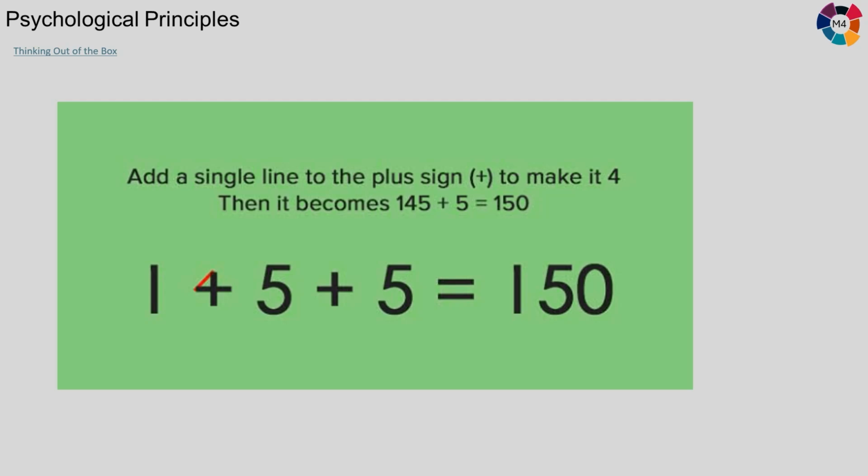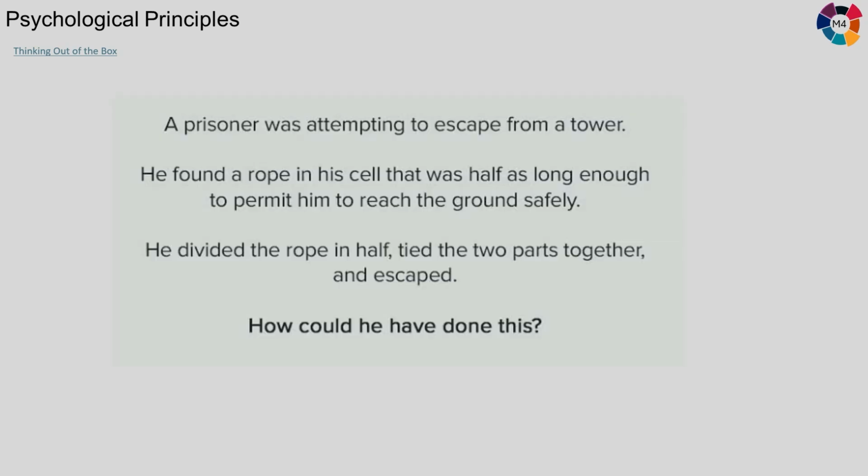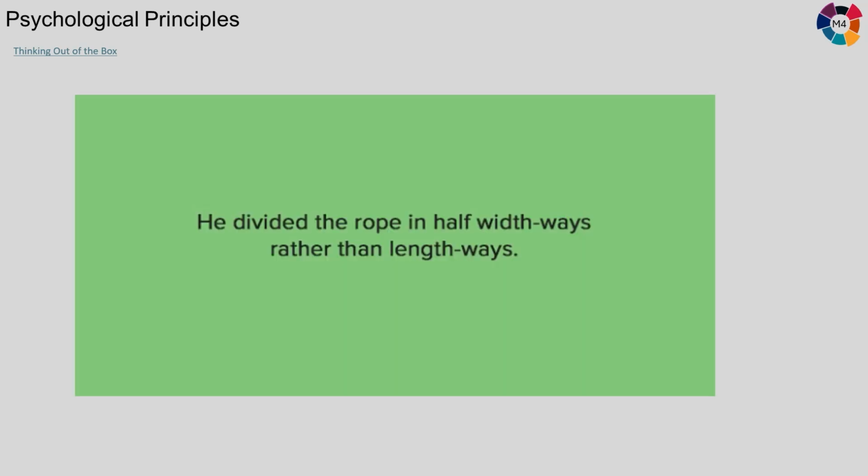Here's another question to consider. A prisoner was attempting to escape from a tower. He found a rope in his cell that was half as long as would permit him to reach the ground safely. So he divided the rope in half, tied the two parts together, and escaped. How could he have done this? He divided the rope in half widthways rather than lengthways. He unwove it and then tied the two ends together, making a long enough piece to make his escape.